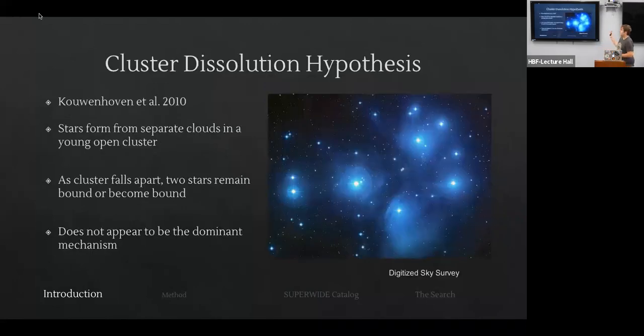This was put forth by Kouwenhoven in 2012. Basically the idea is you have stars forming in these open clusters, and as the cluster falls apart, two stars either remain bound or they become bound as it dissolves. Now, right off the bat, this does not appear to be the dominant mechanism, based on evidence from young star forming regions, which I'm going to get into in a couple of slides. So stay tuned for that.